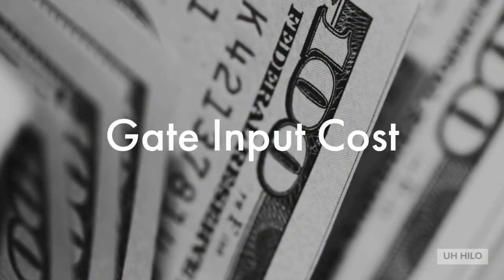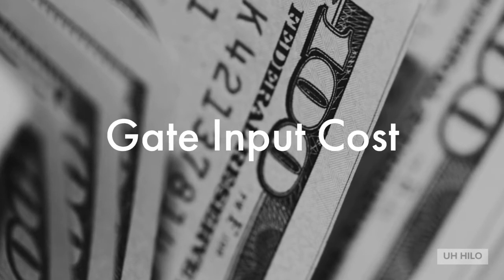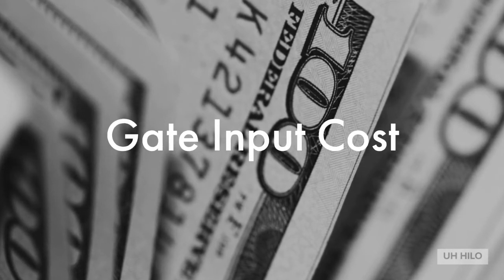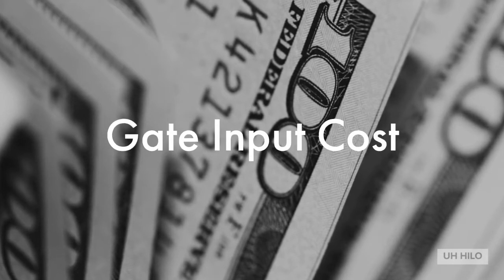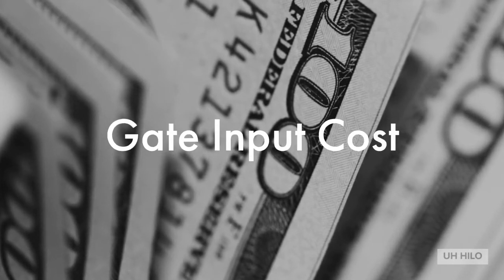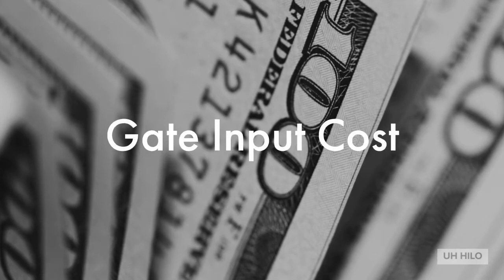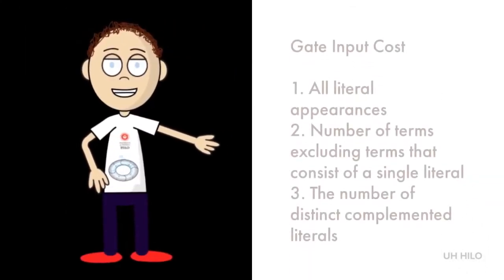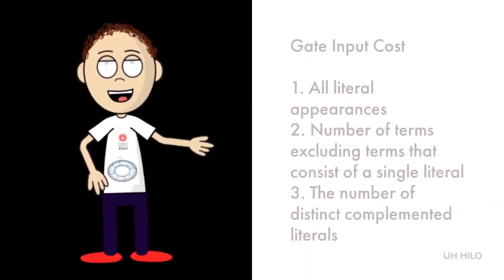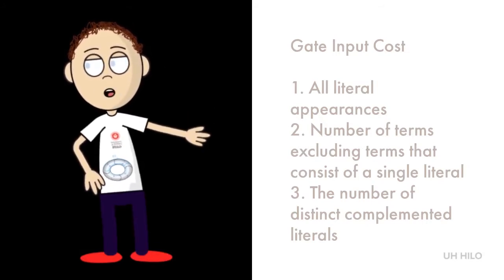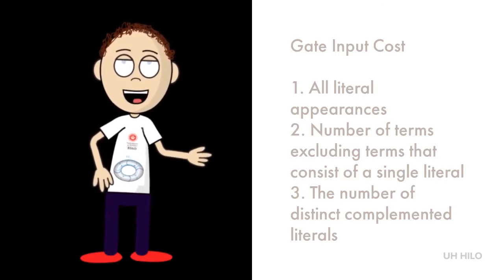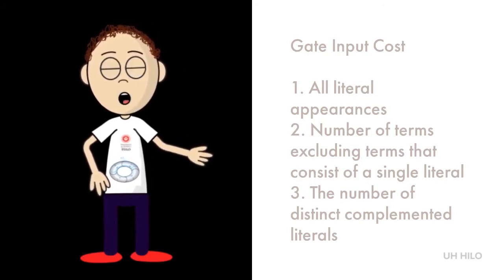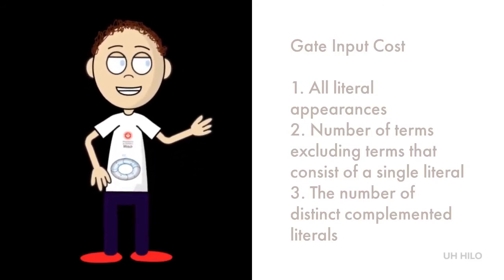Gate input cost is the number of inputs to gates in the implementation, corresponding exactly to the given equation or equations. This measure is really good since the cost is proportional to the number of transistors and wires that we'll actually use in implementing our circuit. For sum of products and product of sum forms, you can calculate the gate input cost as the sum of all literal appearances plus the number of terms excluding terms that consist of only a single literal plus the number of distinct complemented single literals.